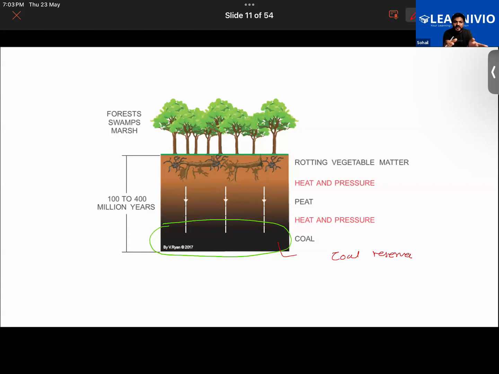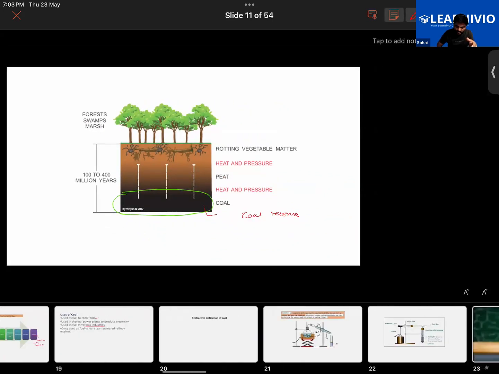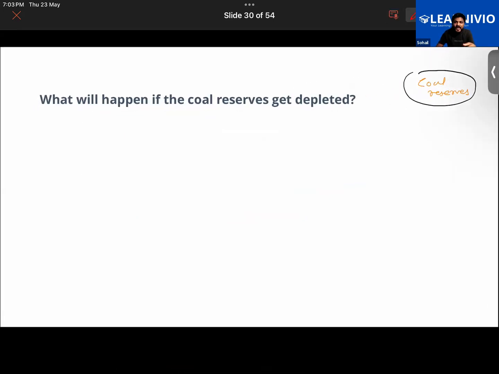Coal reserves will be found in different parts of the world. For example, here in India, you have several kinds of mines, like the Jharia mines in Jharkhand. So when I ask this question, I am referring to all those coal reserves. What will happen if coal reserves get depleted? We have been mining coal at a very alarming rate right now, since even today coal is a major source of energy in industries.